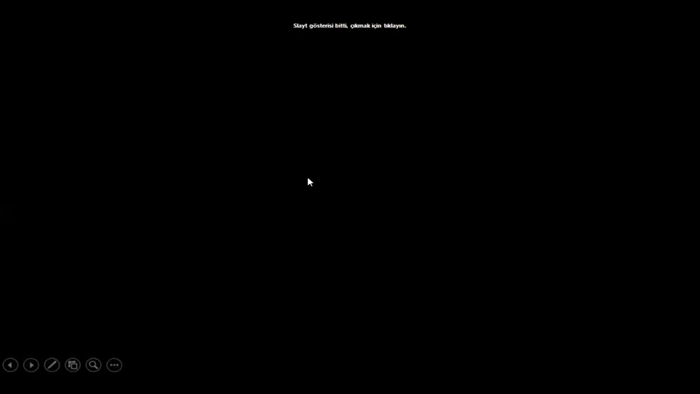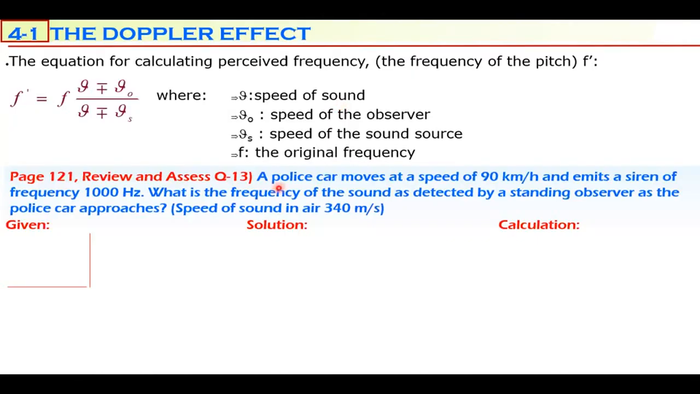Can you repeat, please? Which one? You said f prime must be bigger than f. Yes, because if a source and an observer are approaching each other, the pitch must increase, relatively approaching. F prime must increase. It will be greater than 1000. This is 1000, is it? The original frequency. Yes.